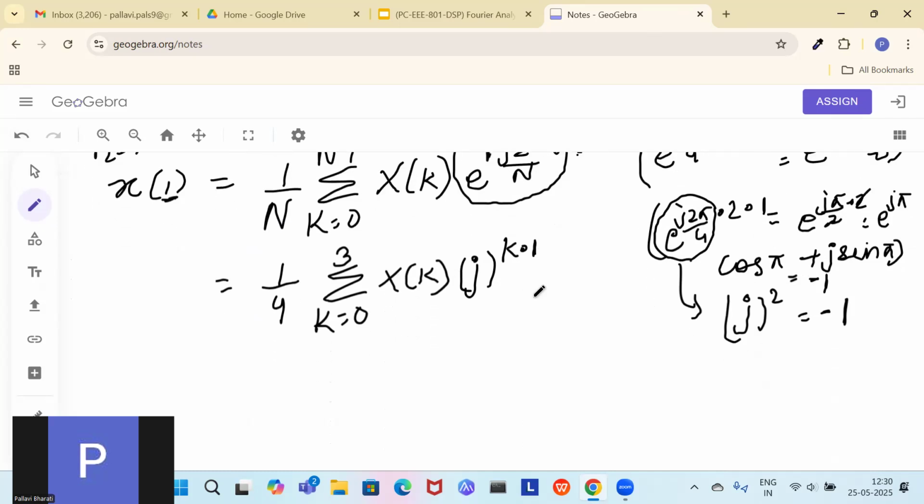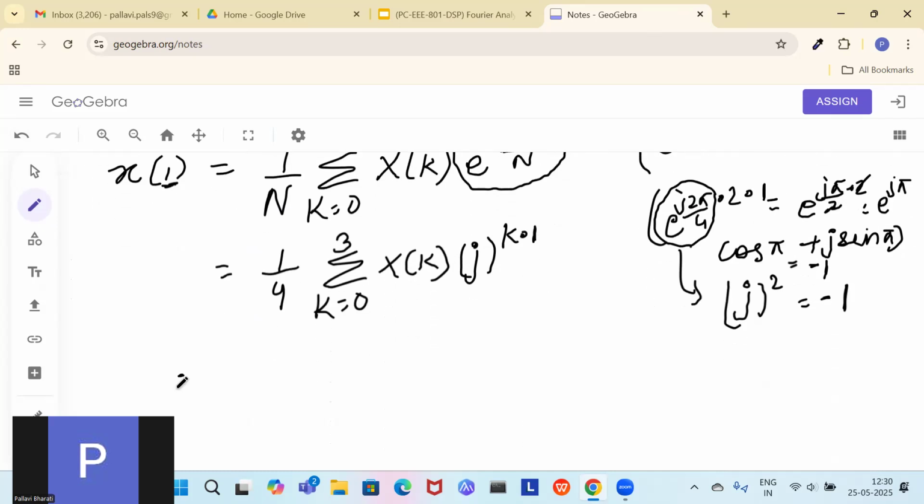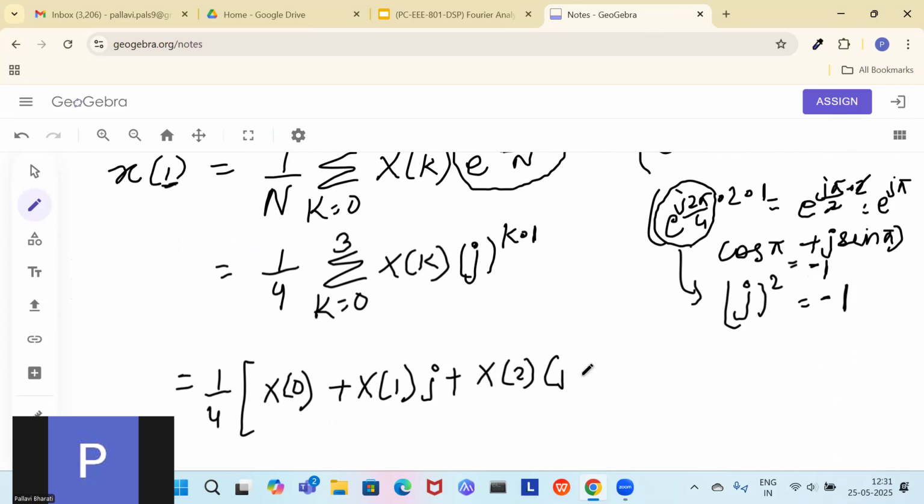After that, now we just need to change the value of k. So 1 by 4. First one will be x0, and if k is 0, the full thing is going to be 1. Now next one is x1 j to the power 1. Then it is x2 j square. Then x3 j cube. That's it.